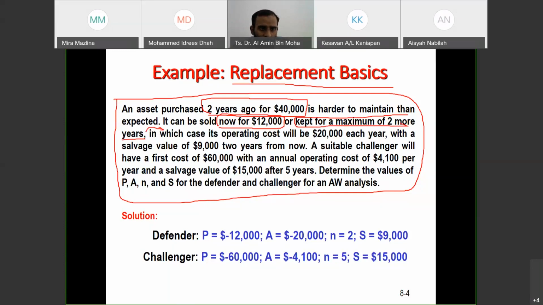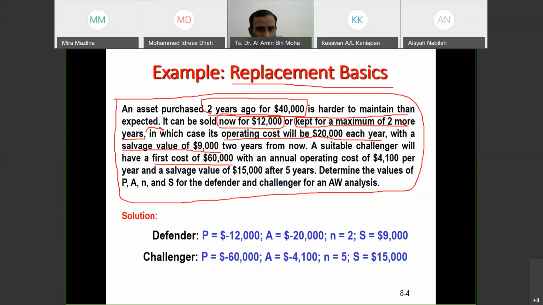In which case, its operating cost will be 20,000 each year, with a salvage value. That means that after 2 years, when you want to sell the asset, the value is 9,000. Is this salvage value present worth? No, it's future. So you see, for the existing asset, they already give two scenarios.